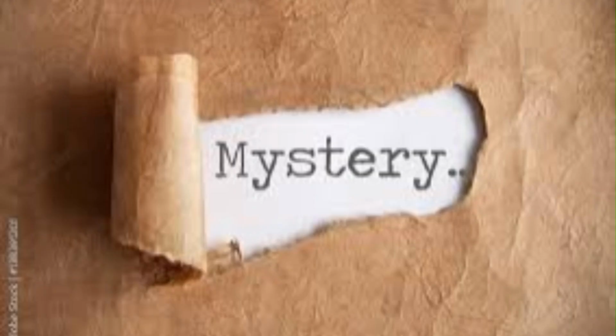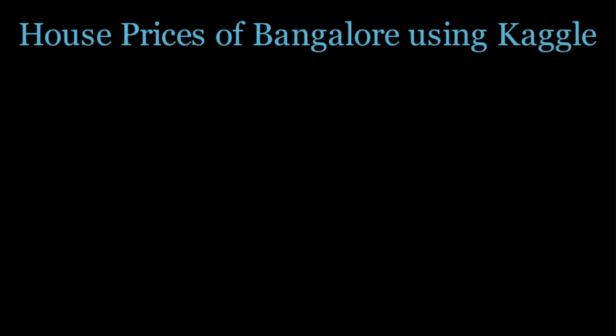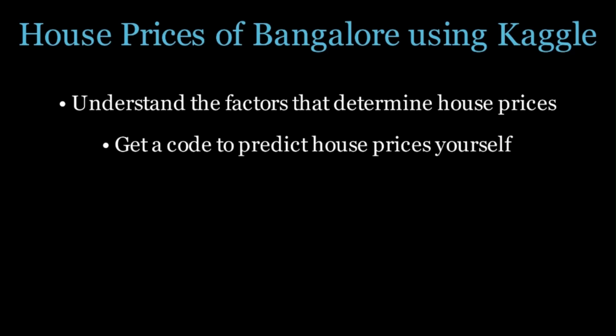Ever wondered how a house price is determined? What factors really matter? So let us try to uncover the mystery by building a machine learning model to predict the house prices of Bangalore using a real data set from Kaggle. By the end of this video, you will be able to understand the factors on which the price of the house is dependent on, and you'll have a code to predict it for yourself.